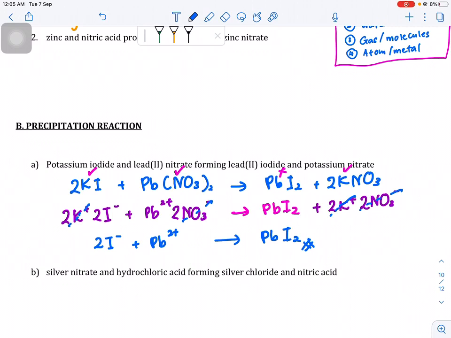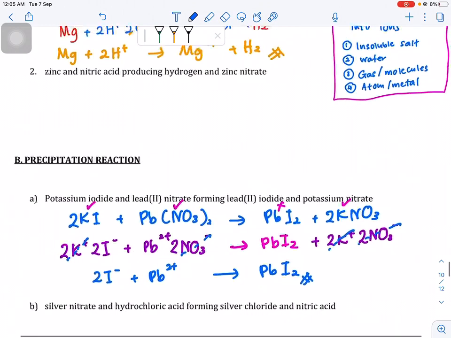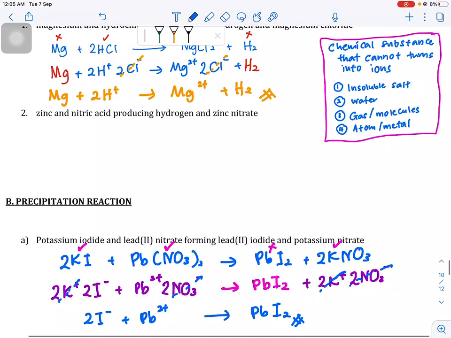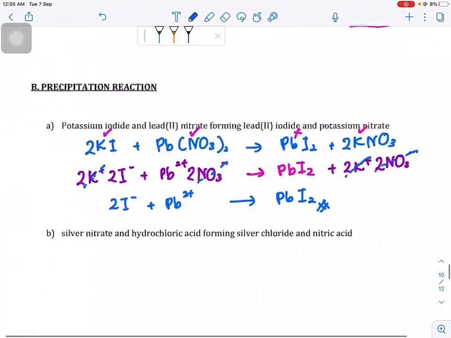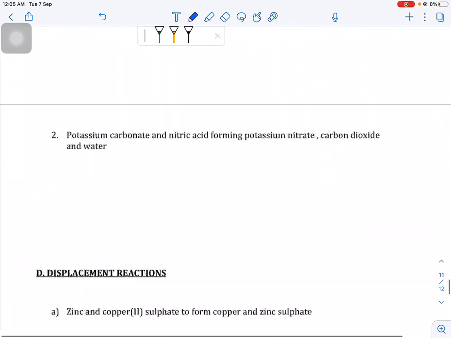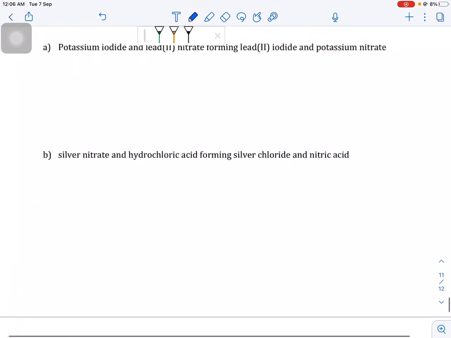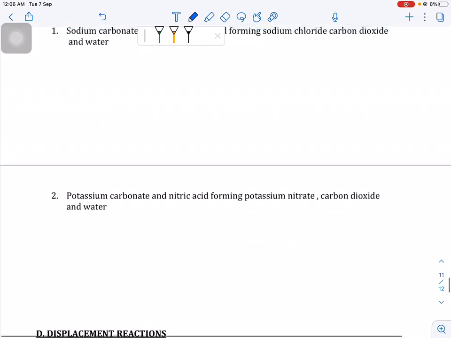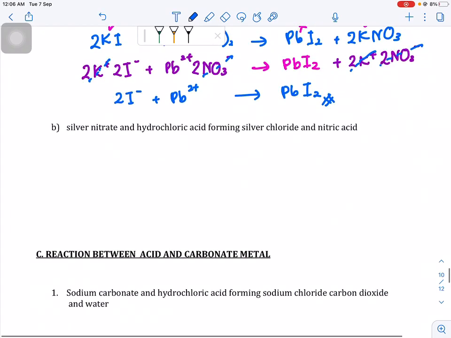Okay, so what is the most important thing is you know how to write chemical equation very well, and you know the list of the substance yang tak boleh pecah kepada ions, and then that's going to be easy for you. Okay, so you can try this question from your NILAM module, and also you can discuss with your teacher.